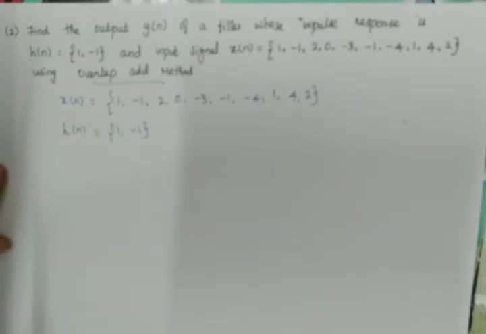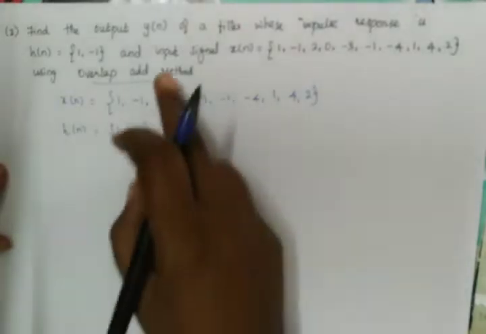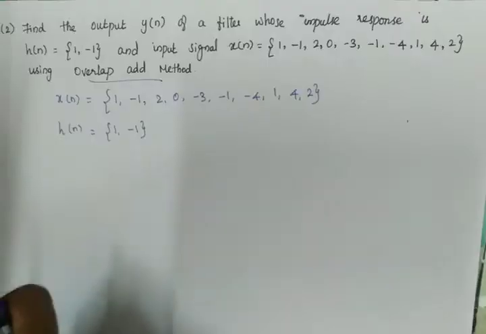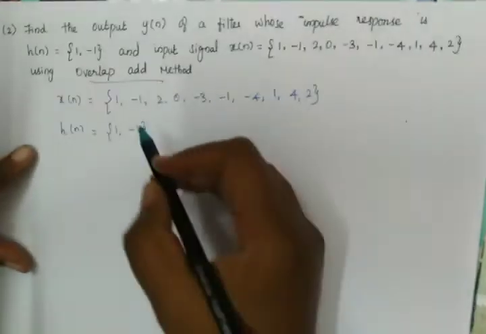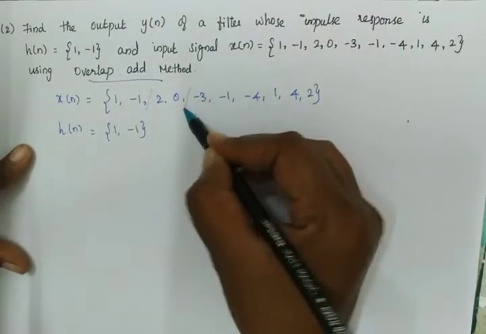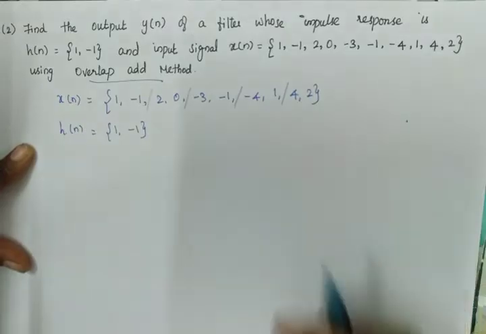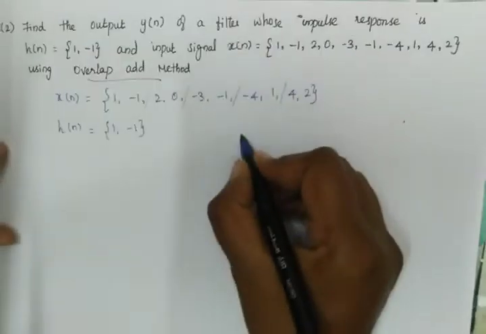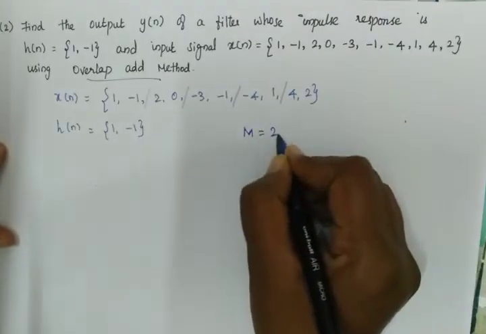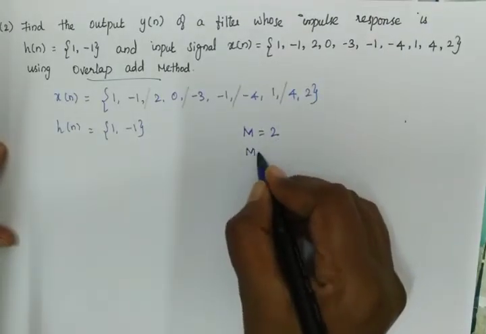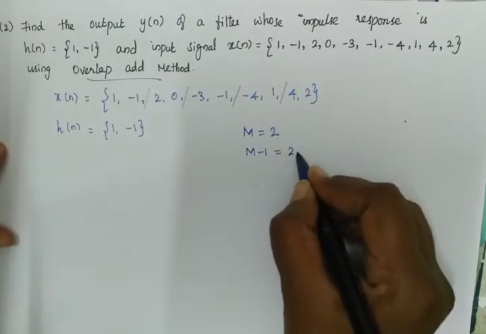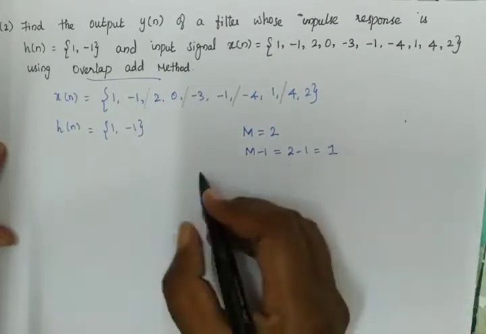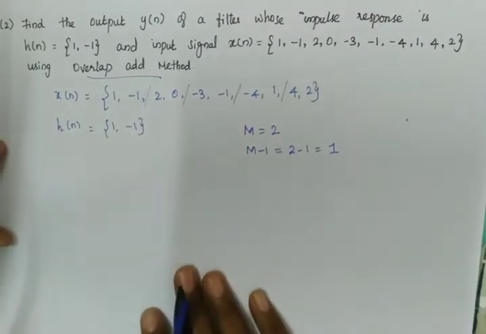Now what we have to do? We have to split this into a number of sequences. How can we split? We can split this into 2s: 2, 2, 2, 2. Next step: we know h of n has length m, so m is equal to 2. We have to add m minus 1 zeros. So we have 2 minus 1, which is equal to 1. So we have to add 1 zero to this sequence.